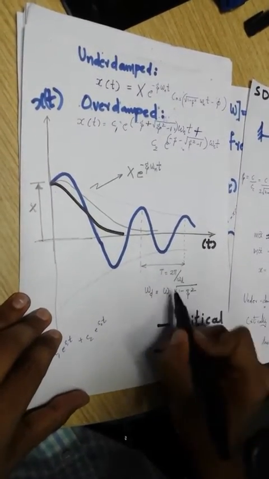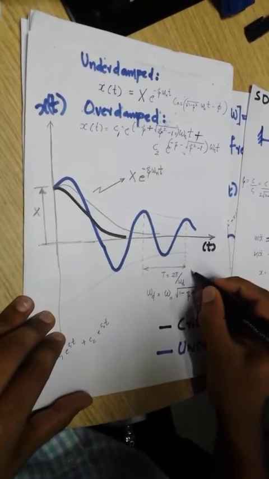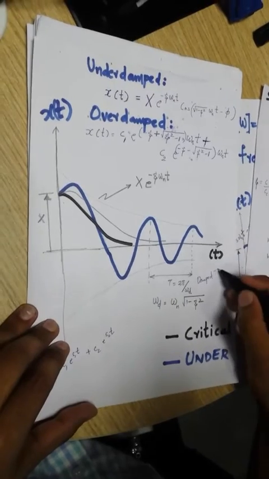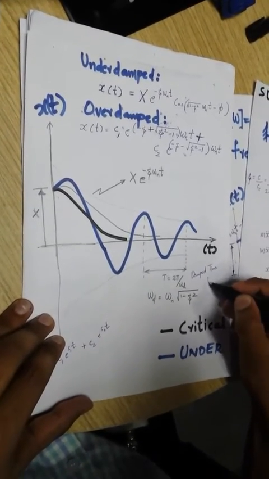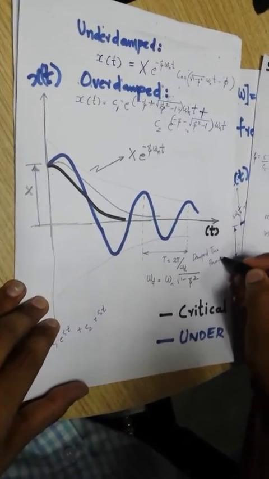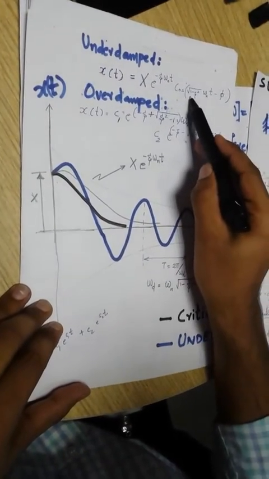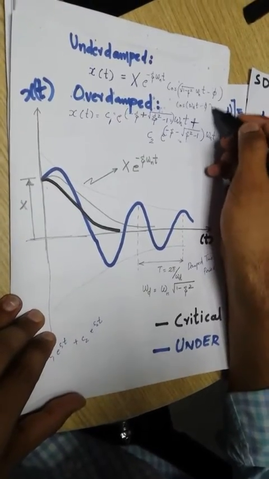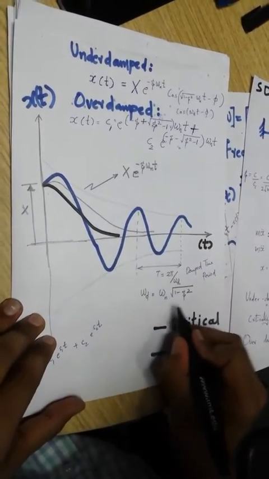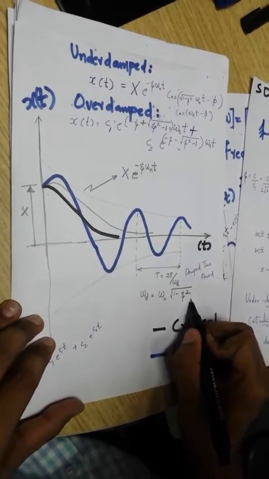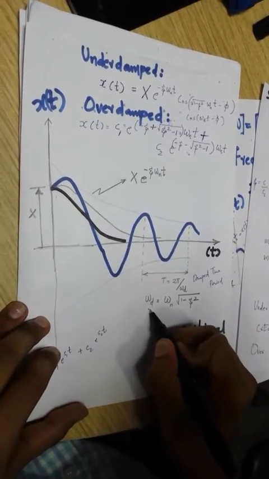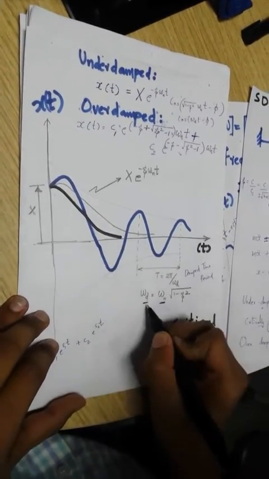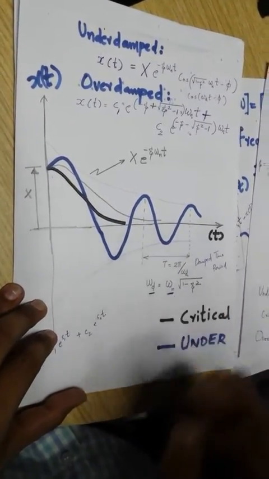So that period, which is called the damped time period or damped natural frequency, as you can see here, I can write this as cos of omega d t minus phi, where omega d will be omega n times root of 1 minus zeta square. So this will be the damped natural frequency of the system. This is the undamped natural frequency, where this is the damped natural frequency.